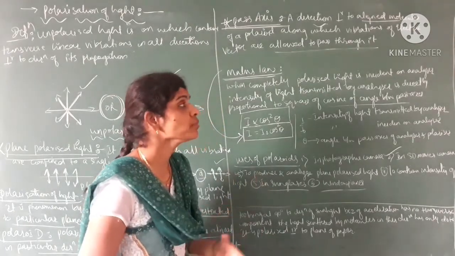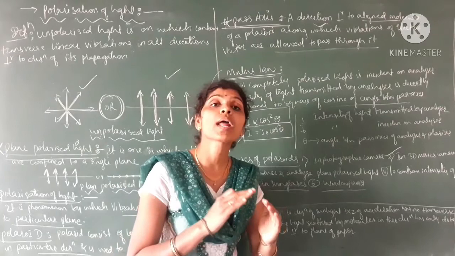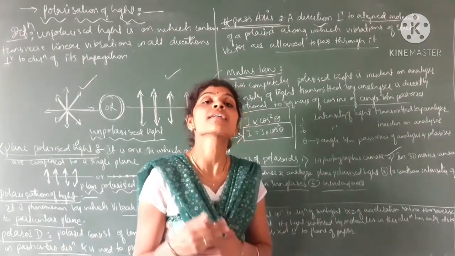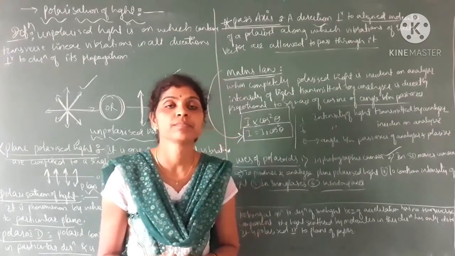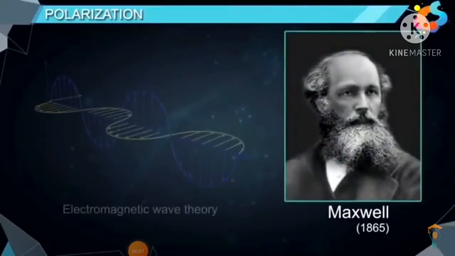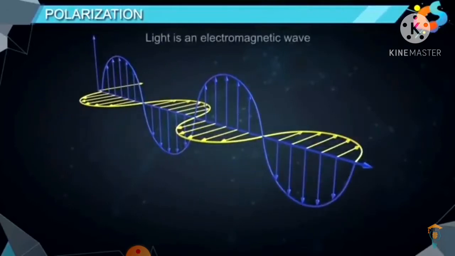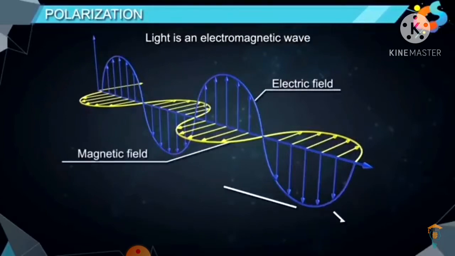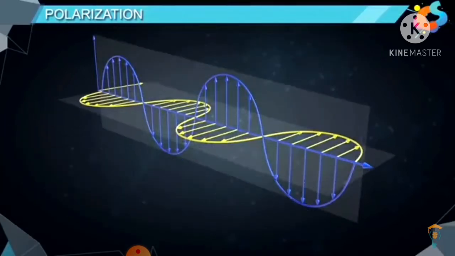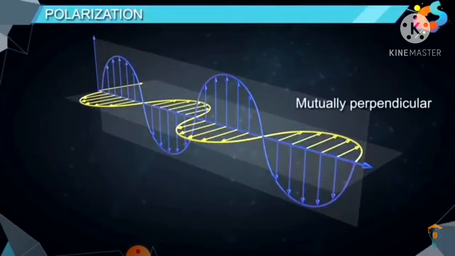Next we shall see how polarization takes place by the scattering process. Maxwell proposed the electromagnetic wave theory. According to this theory, light is an electromagnetic wave. It consists of vibrations of electric field and magnetic field in a direction perpendicular to the direction of propagation. Also, the vibrations of electric and magnetic fields are confined to two different planes that are mutually perpendicular to each other.